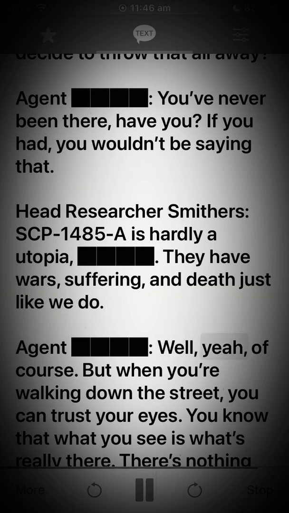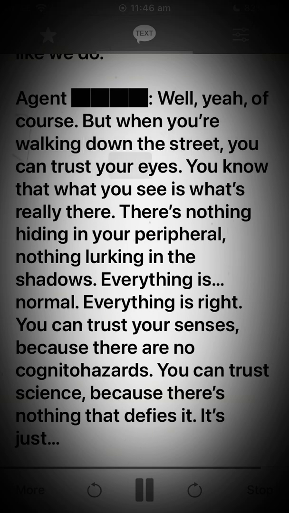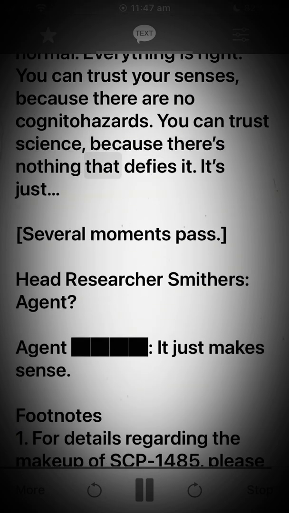Agent: Well, yeah, of course. But when you're walking down the street, you can trust your eyes. You know that what you see is what's really there. There's nothing hiding in your peripheral, nothing lurking in the shadows. Everything is normal. Everything is right. You can trust your senses, because there are no cognitohazards. You can trust science, because there's nothing that defies it. It's just... Several moments pass. Head Researcher Smithers: Agent? Agent. Agent: It just makes sense.